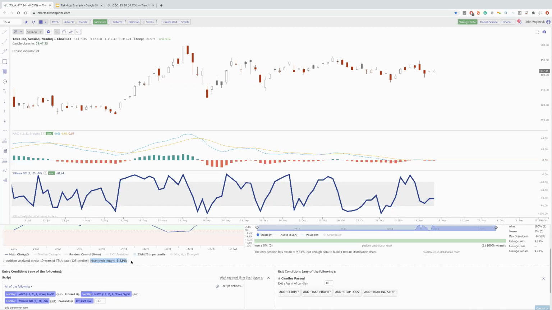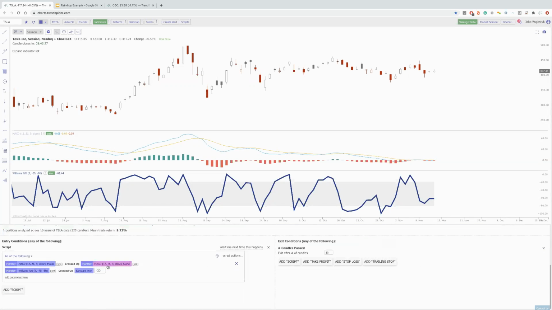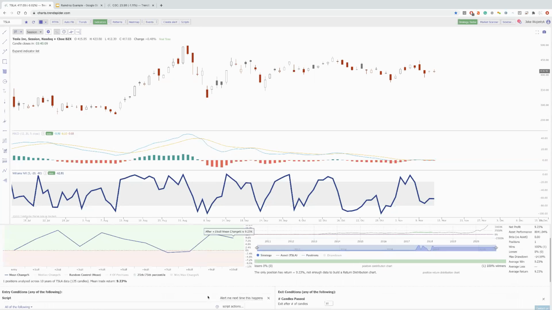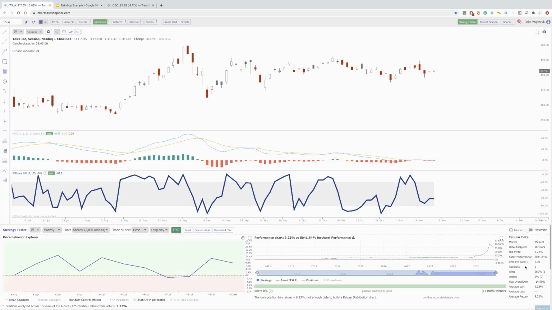The mean trade return is 9.23%. There's only been one position analyzed, though, over 10 years of data for Tesla for these two conditions being met at the same time. So you don't have a lot of data to go off of. And the main thing is what's called the performance chart. The performance chart is going to tell you, does your strategy that you just back tested even beat buy and hold? So in this case, yes, you would have had 100% win rate on this particular position, but you'd only be up 9.23% over the last 10 years compared to 8,000% if you would have just held Tesla.